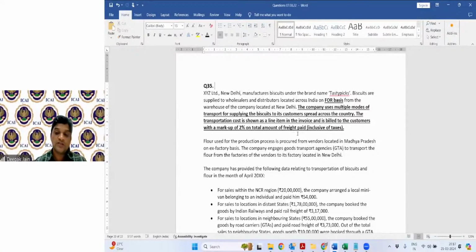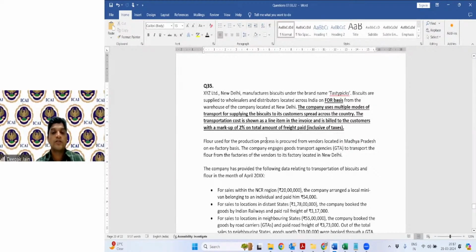The company uses various modes of transportation for supplying the biscuits to its customers spread across the country. The transportation cost is shown as a line item in the invoice and is billed to the customers with a markup of 2% on total amount of freight paid, which is inclusive of tax.